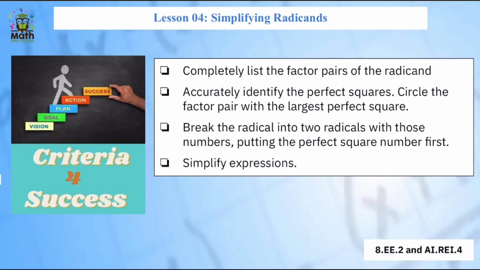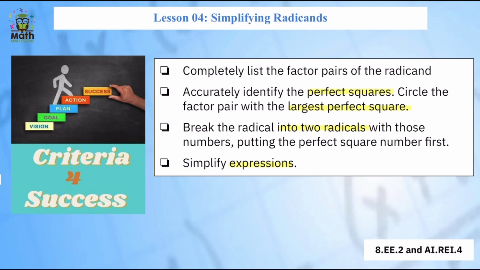Then I'm going to identify any perfect squares, and we're going to circle the factor pair with the largest perfect square. You're going to see why in the example we want that one. Then we're going to break the radical up into 2 radicals. It's still going to be a multiplication sentence, but we want the perfect square as the first number, and the other one that's not perfect on the right. And then we're going to simplify the expression.